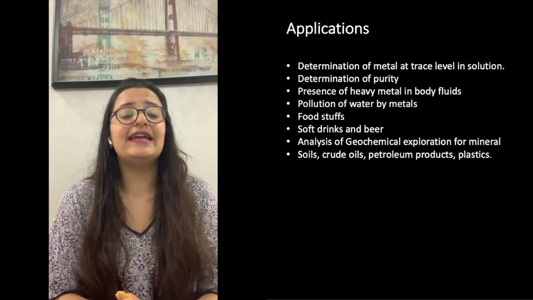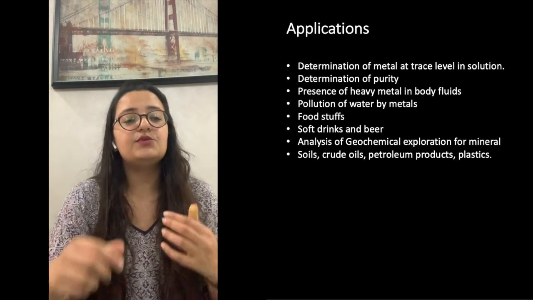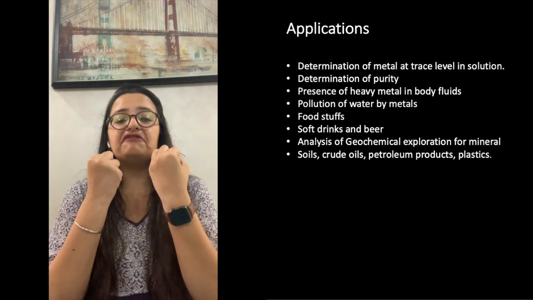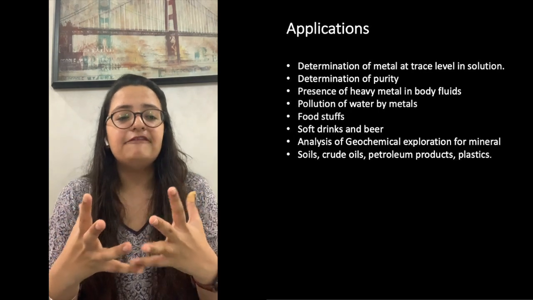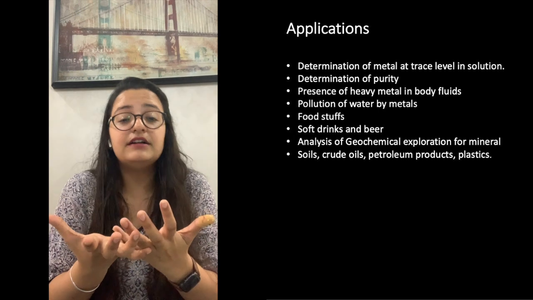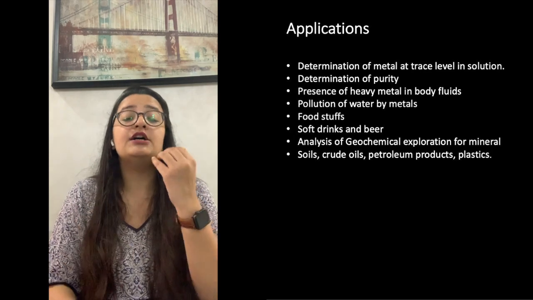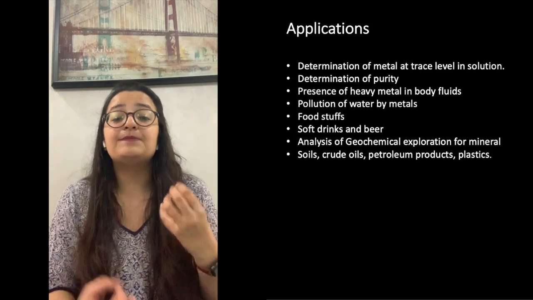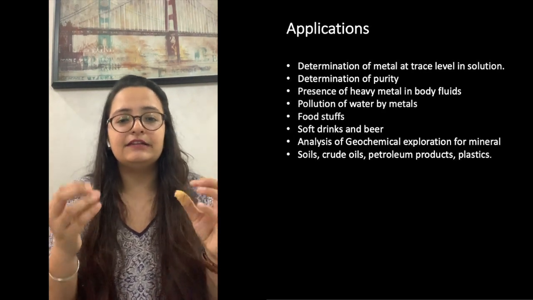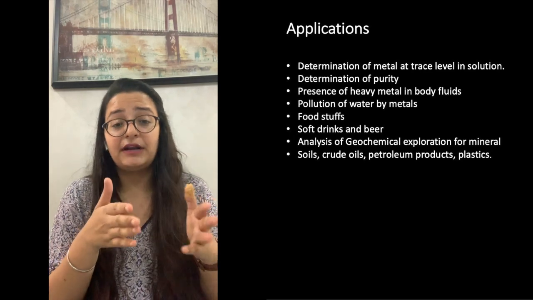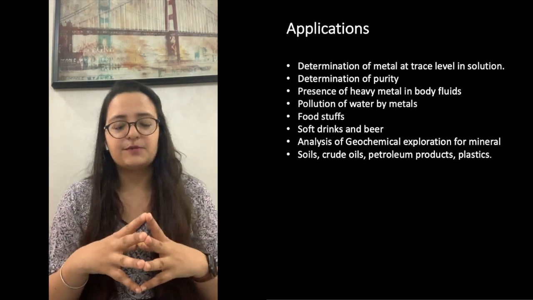But there are various applications. It can be used for determination of metals at trace level in solution, determination of purity, presence of heavy metals in body fluids, pollution of water by metals, determination in foodstuffs, soft drinks and beer, and analysis in geochemical exploration for minerals and soil, crude oils, petroleum products, plastics. In all these compositions we can identify the metal composition in particular components. Okay, so these are the various applications for atomic absorption spectroscopy.